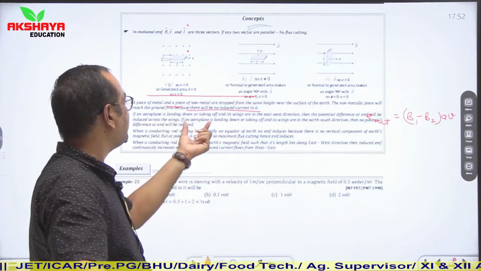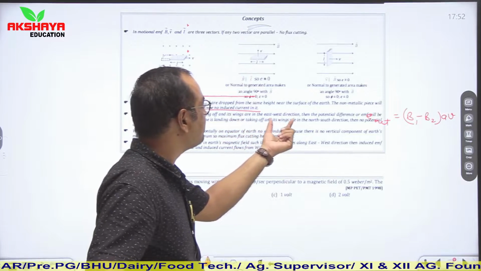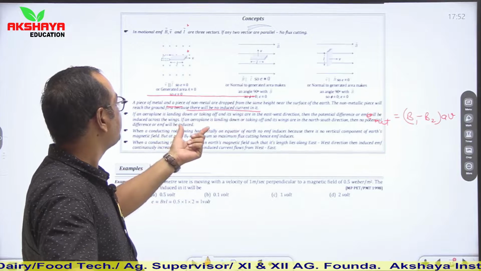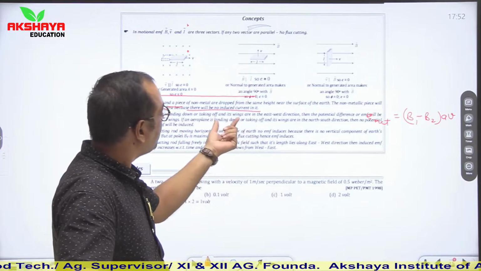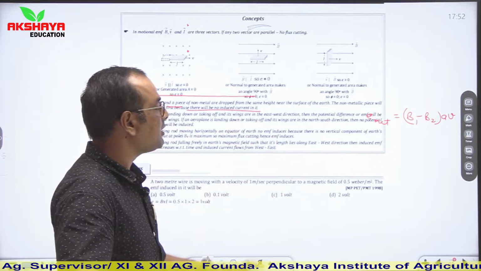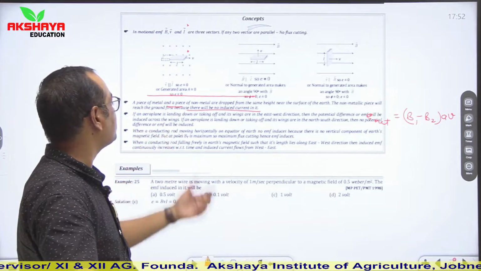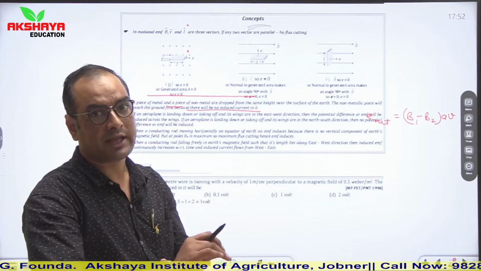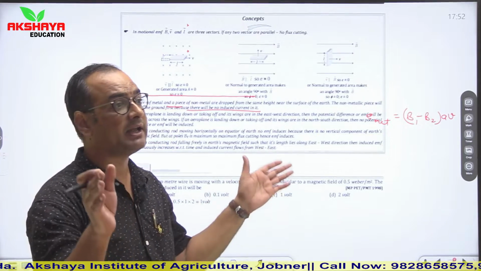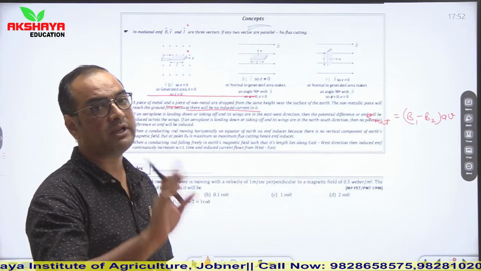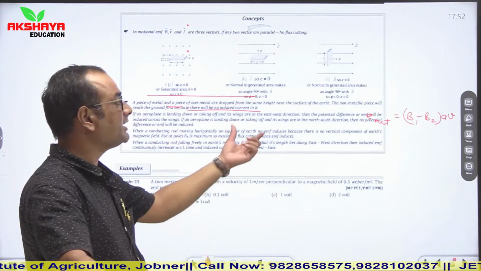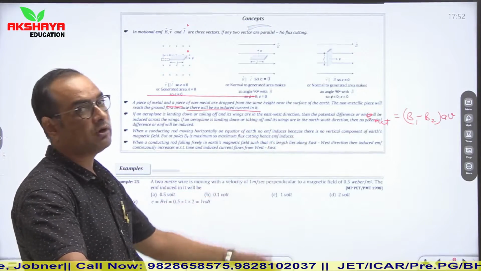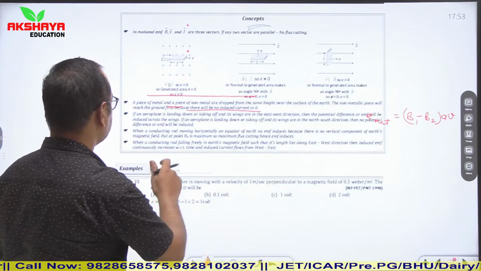If an aeroplane is landing or taking off and its wings are in the east-west direction, then a potential difference or EMF will be induced across the wings. If its wings are in the south-north direction, then no potential difference or EMF will be induced. So always keep in mind, if an aeroplane lands or takes off in such a way that its wings are in the east-west direction, then only induced EMF will be there. And when its wings are in the north-south direction, there will be no induced EMF between the wings.